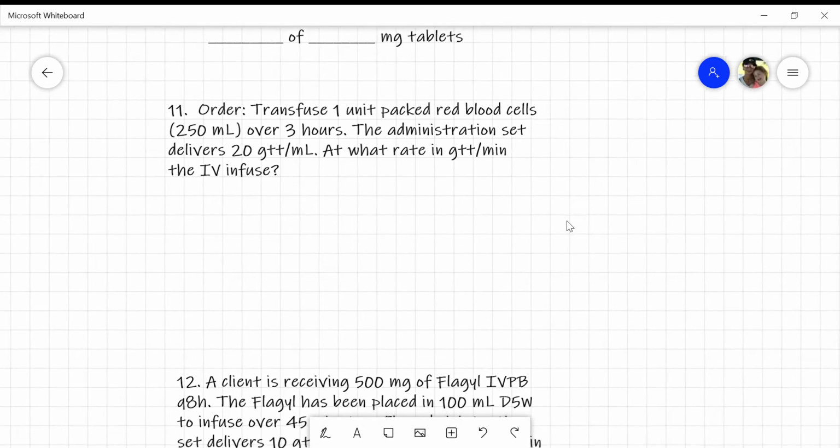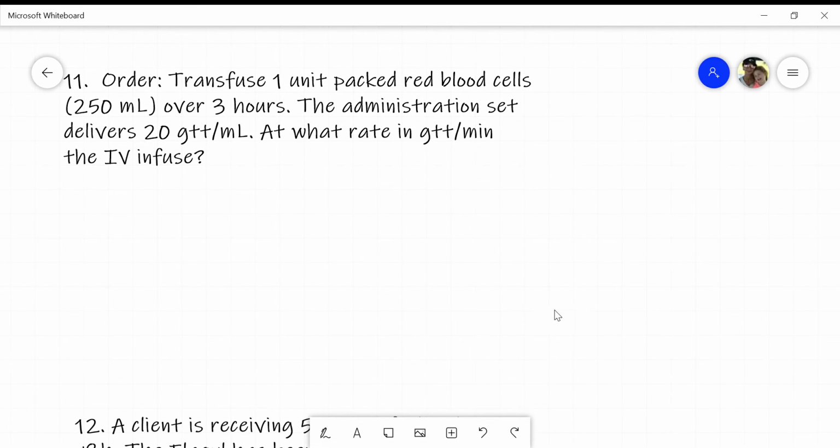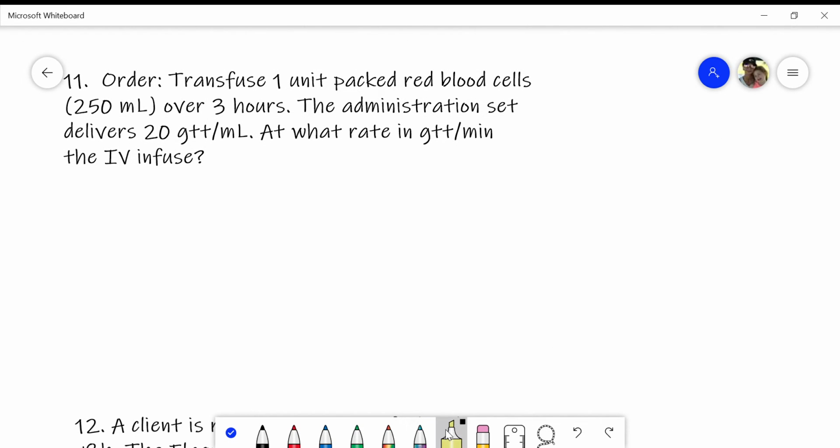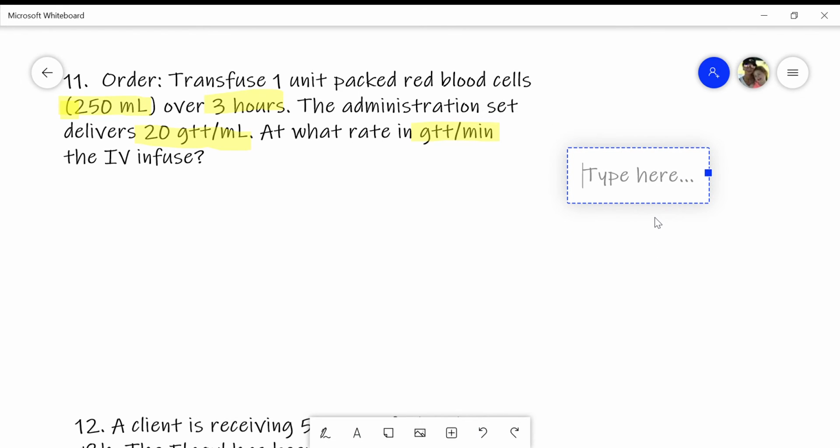All right. And so for number 11, we want to transfuse 1 unit of packed red blood cells. So that's 250 milliliters over 3 hours. The administration set delivers 20 GTT a milliliter. At what rate in GTT a minute is the IV going to infuse? It's number 11. So we've got 250 milliliters in 3 hours, and it's going to go at 20 GTT per milliliter.